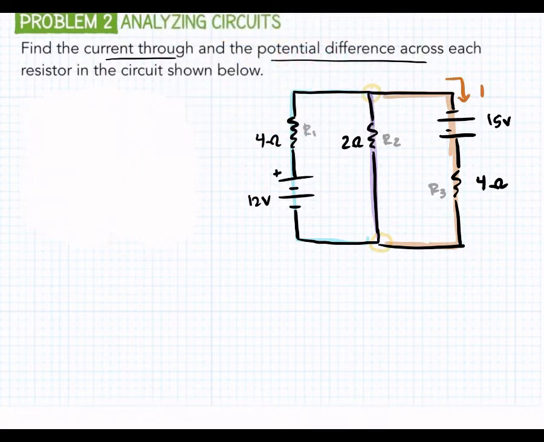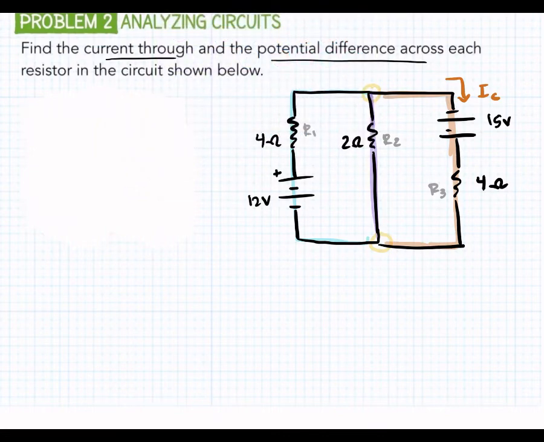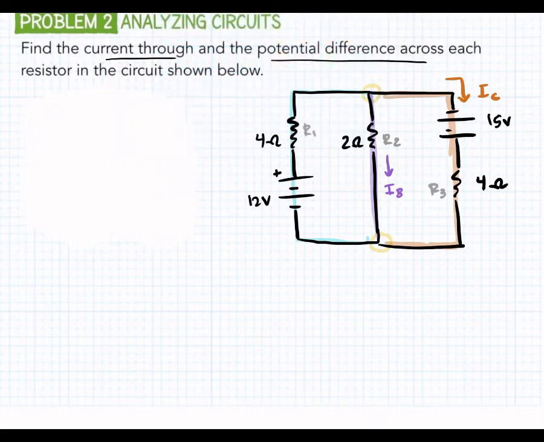Current goes this way. We'll call this one IC. For this other one, we'll say it's going down. We'll call this IB. And then we're going to have another current flowing this way, and we're going to assume this one goes this way just because of the way the battery is going, but remember it doesn't matter which direction we pick our current to go, and we'll call that one IA. So here's how we're going to set this up. We're going to do loop and junction law until we have all of our different currents set up.